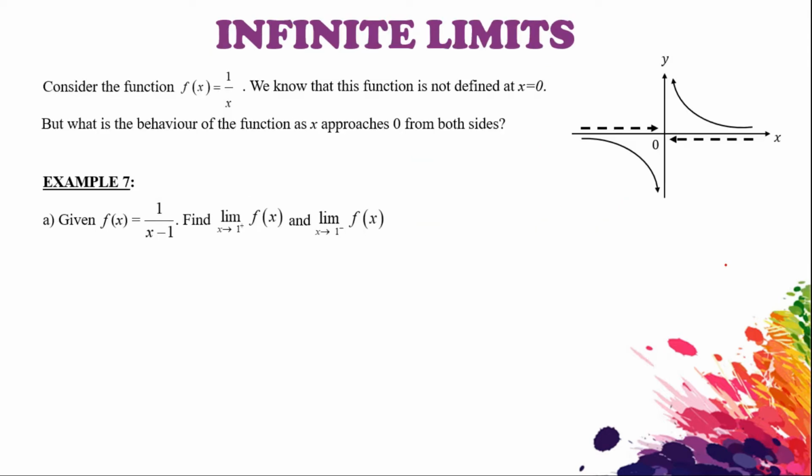Consider the function f(x) equals 1 over x. We know that this function is not defined at x equals 0. From this graph, we know that this function represents 1 over x. But what is the behavior of the function as x approaches 0 from both sides?